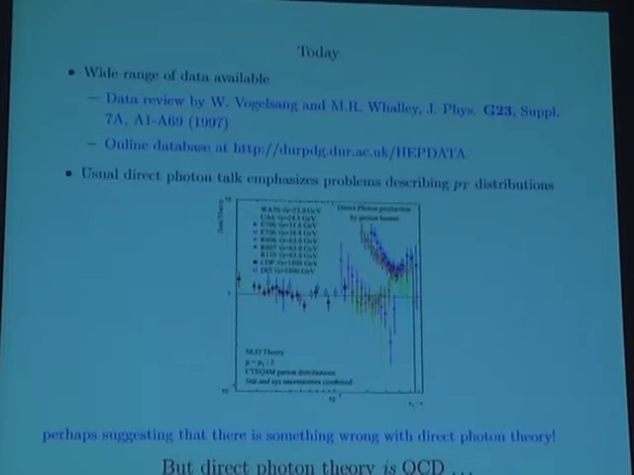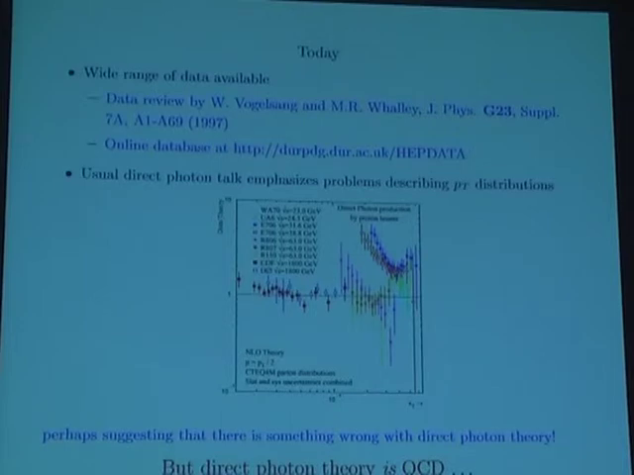xt is 2pT over root s. And as you'll see later, it gives you a measure of the value of the parton momentum fraction that's being probed by a specific process. So you look at this and you say, well, that's not so good. We've got data over theory that's ranging from 1 down to 1/2 and up to something on the order of 3 or 4. What's going on?